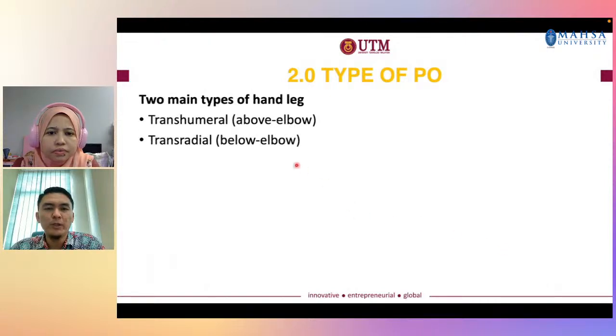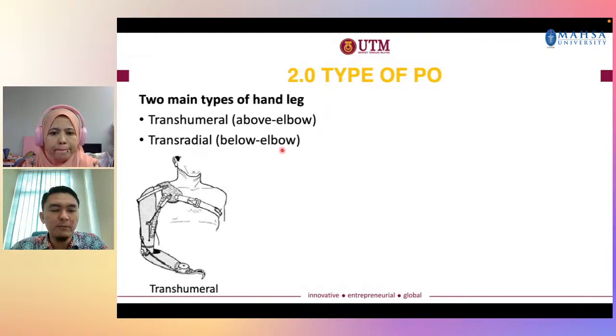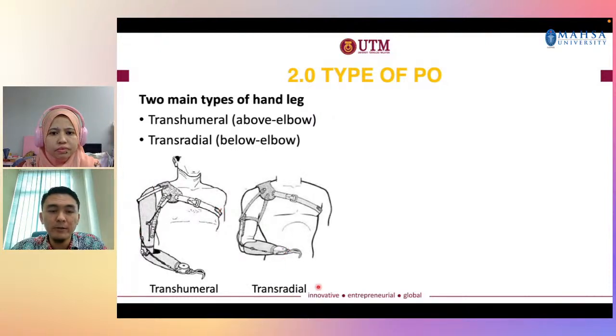So these are the differences between active and passive. Okay, we move forward to the hand prosthetic. There are two different prosthetic hands: transhumeral, which is located at the humerus bone, normally above the elbow, and transradial, which is below the elbow. Here is an example of the transhumeral prosthetic hand, with the socket at the humerus bone, near the shoulder.